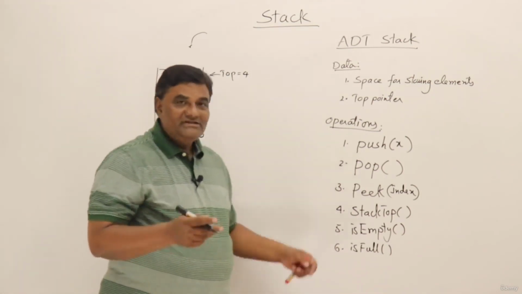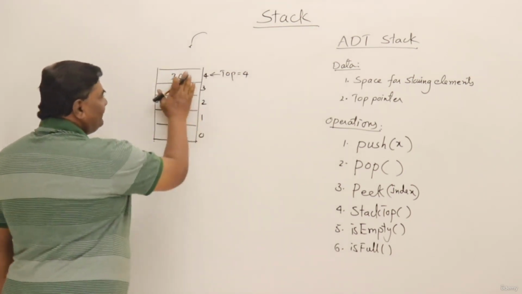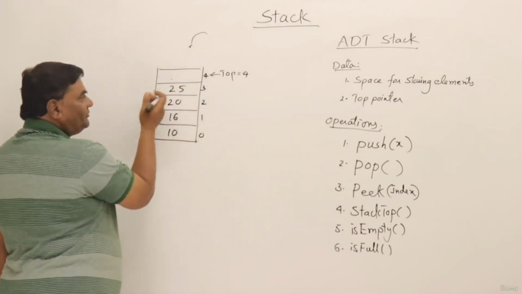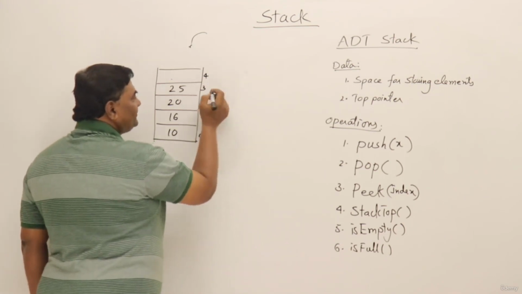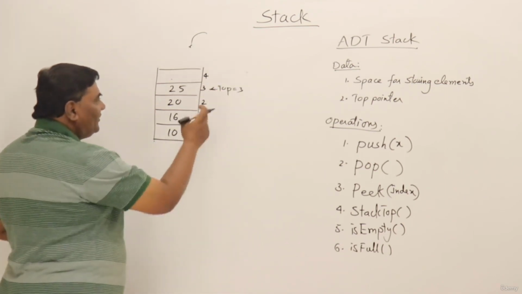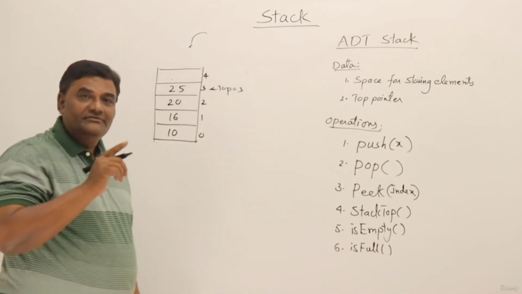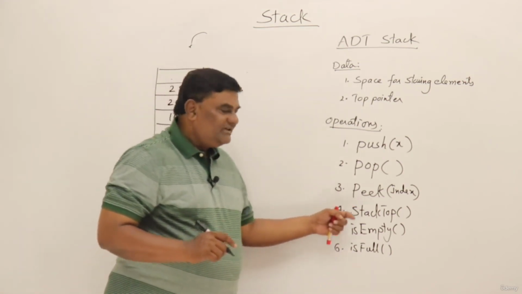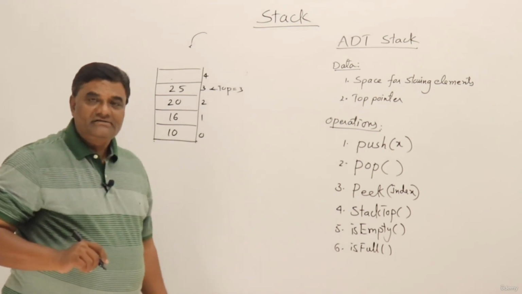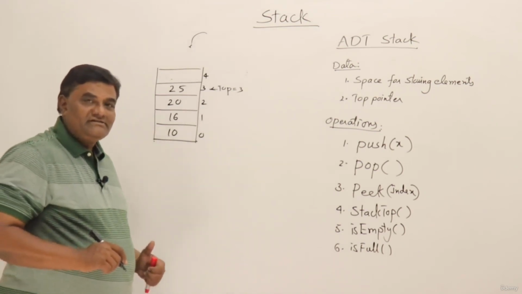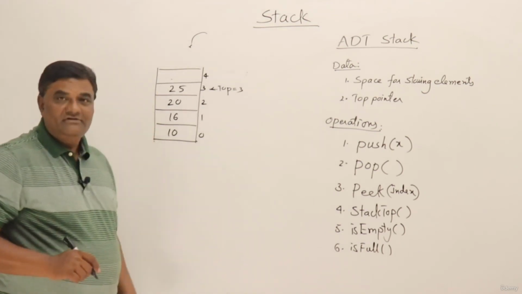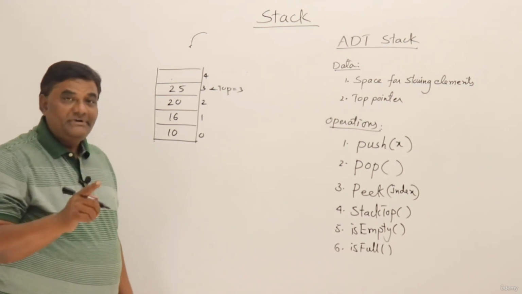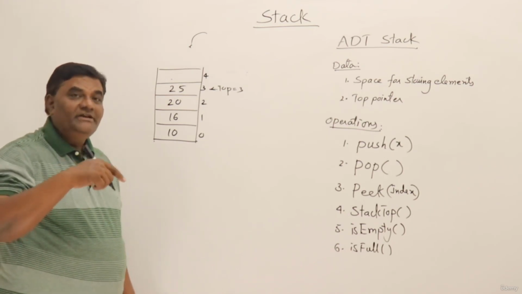The next is pop. Pop means deleting a value, taking out a value from the stack. If we take out a value, the topmost value will go, and the next topmost value is this one again. So top will point on whichever is presently the topmost value. Then peek means knowing a value at a particular index. So which is the first value inside the stack? 25. First means not based on insertion, but based on deletion.